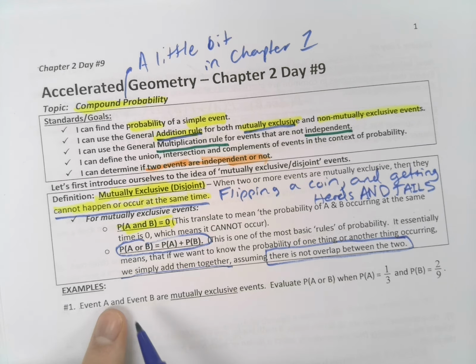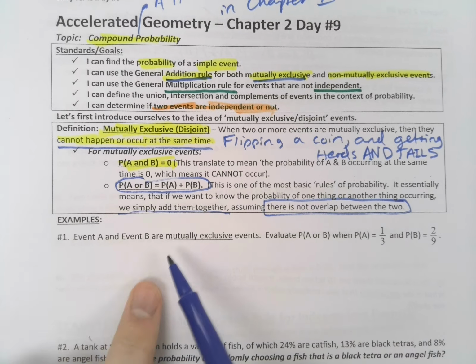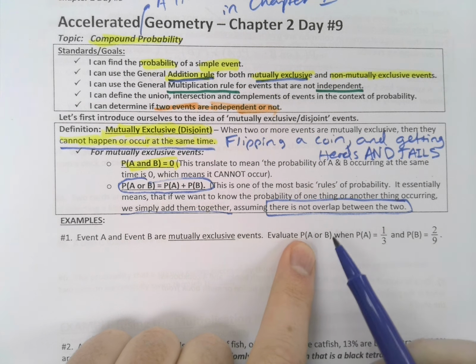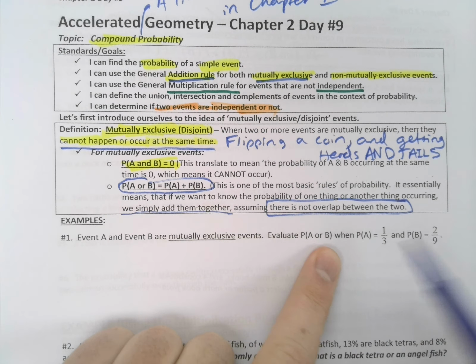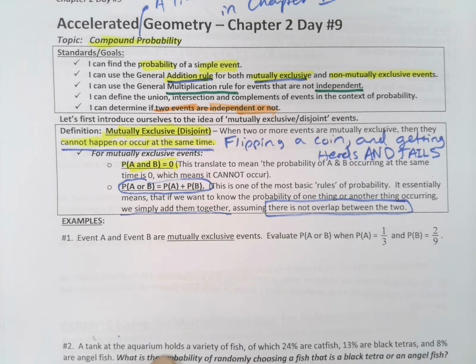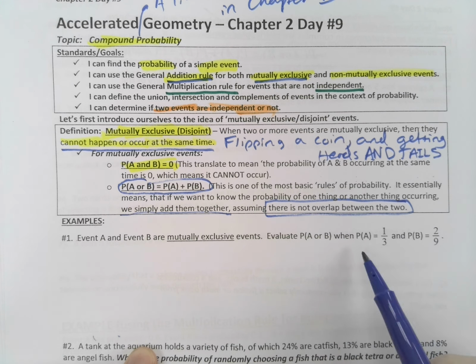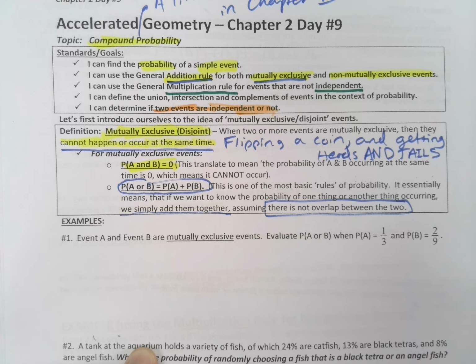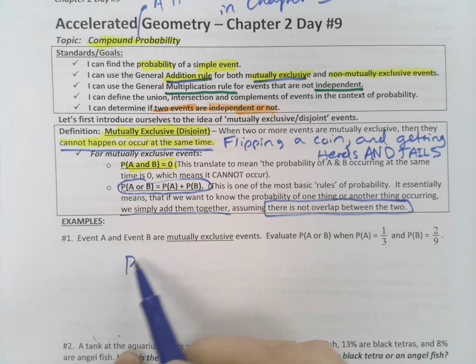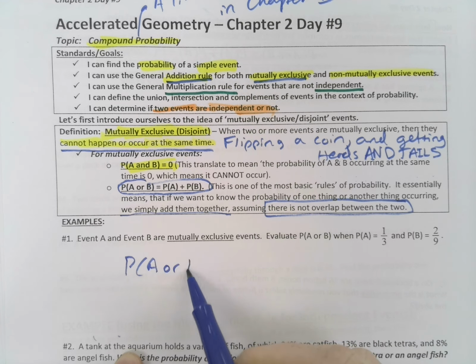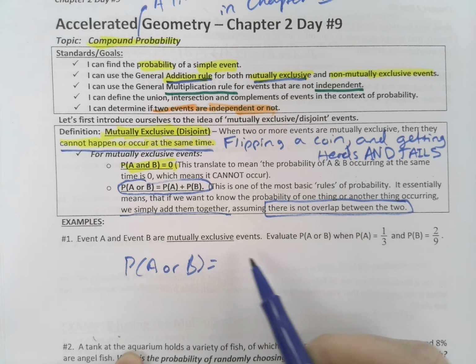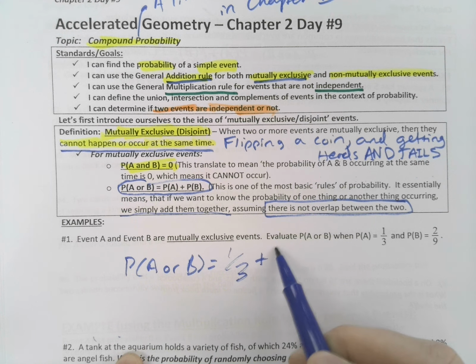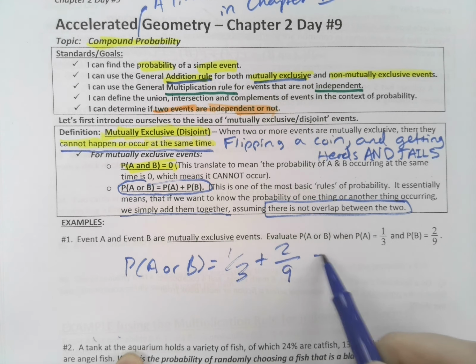But check it out. Event A and B are mutually exclusive events. Let's find out what the probability of getting A or B is. Okay. So then we've got the probability of A is 1/3. Probability of B is 2/9. So the probability of A or B happening is just going to be 1/3 plus 2/9.